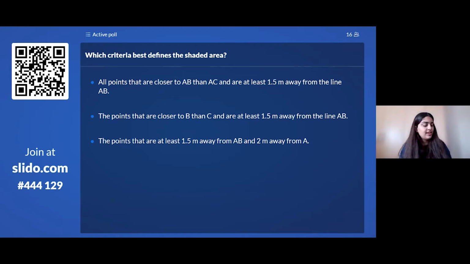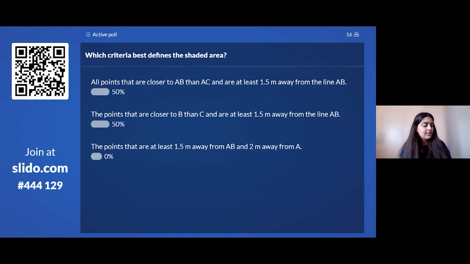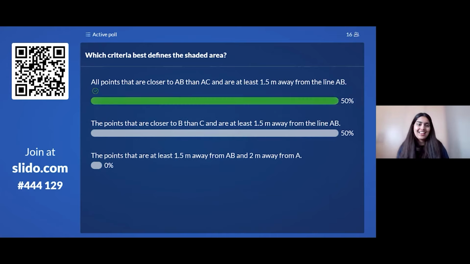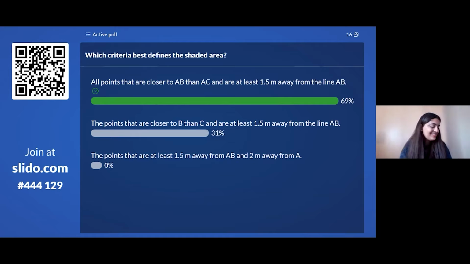Okay, so let's have a look at what everyone had to say. There's an even 50-50 split between "all points are closer to AB than AC and are at least 1.5 meters away from the line AB" and the rest of you said "the points are closer to B than C and are at least 1.5 meters away from the line AB." Those of you that said all points closer to AB than AC are at least 1.5 meters from the line AB are correct. So well done if you got that right. I can see the answers moving now, so I'm going to close the poll.